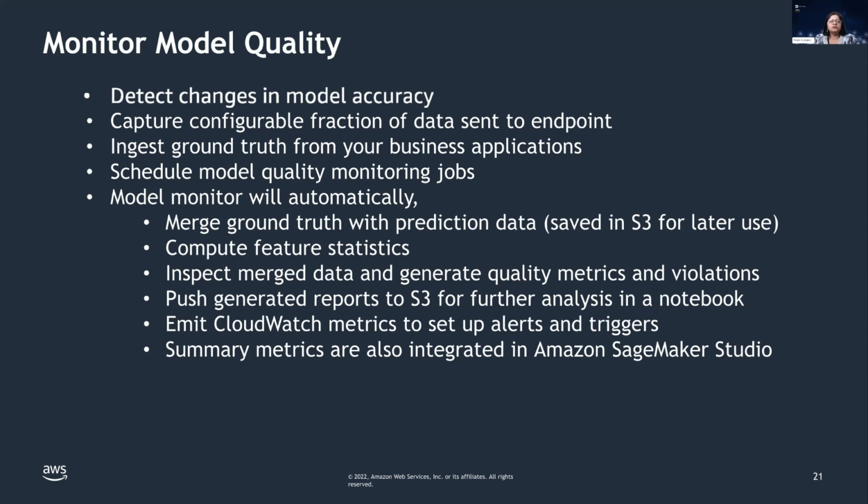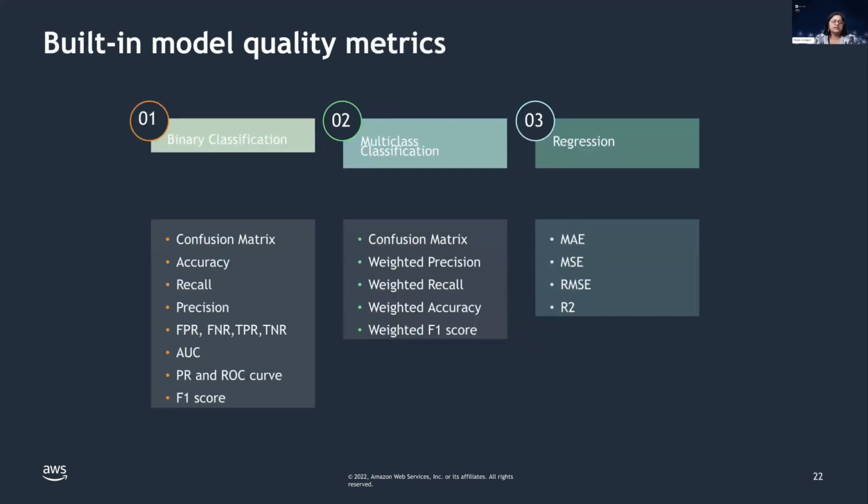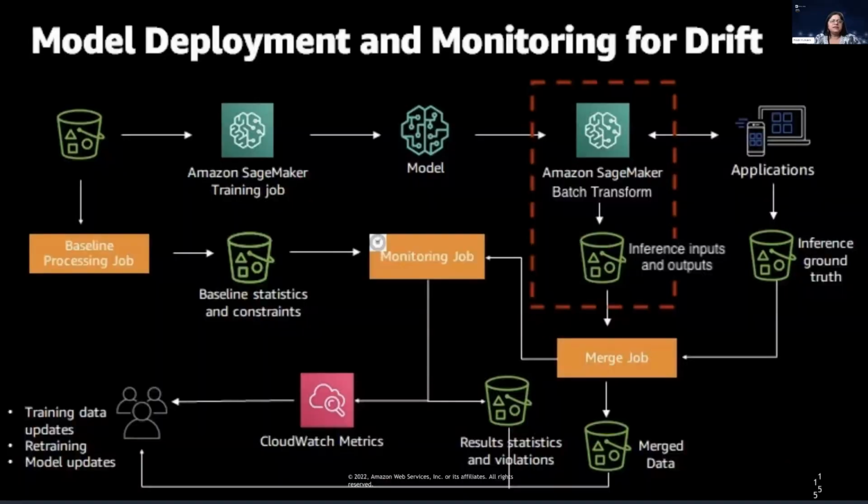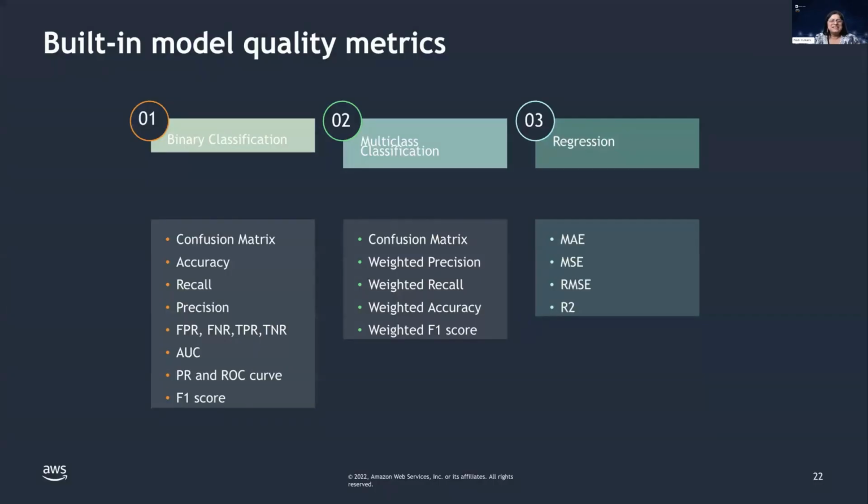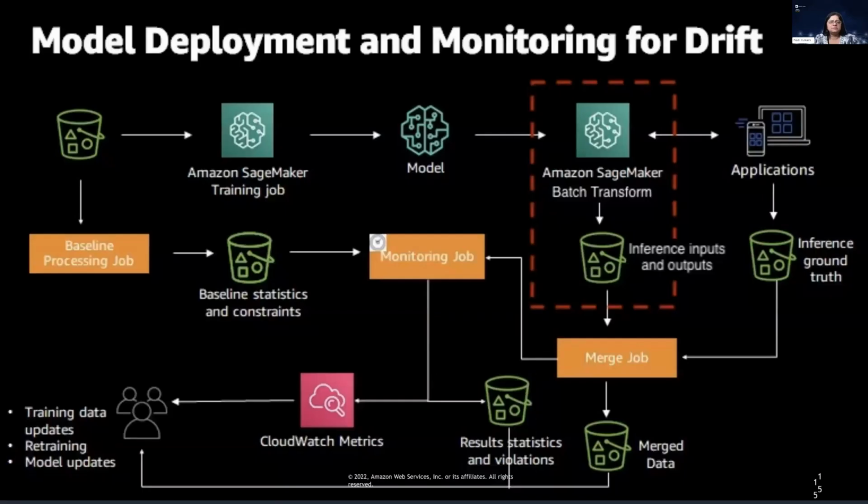This is more elaborated in the workflow on the next slide, if we can go there. Sorry, there's one more. So these are typically the quality metrics that it is compared against. And of course, depending on whether it is multi-class classification or binary classification or regression models, those are the quality metrics that SageMaker model monitoring is going to work off of. If you can go to the next slide.